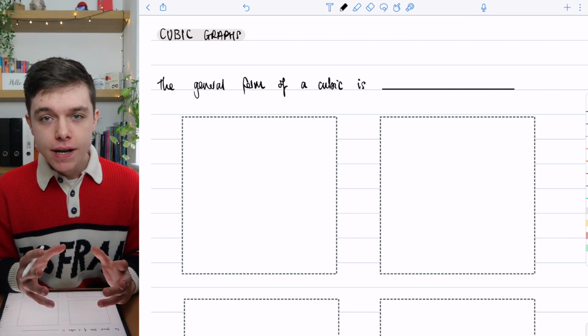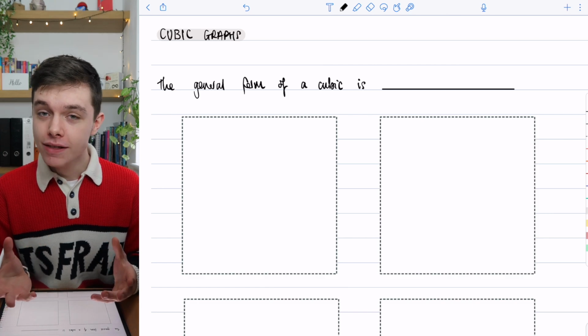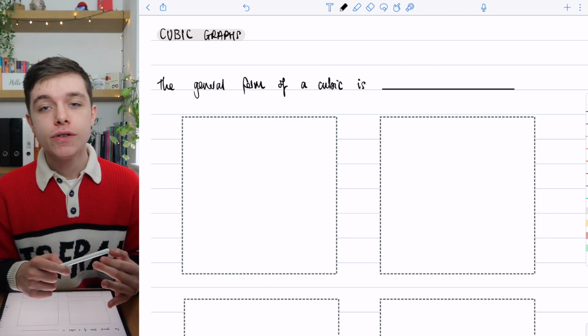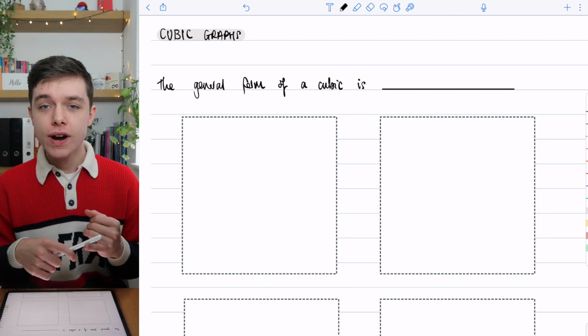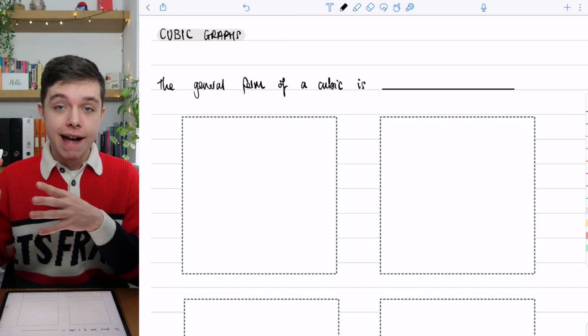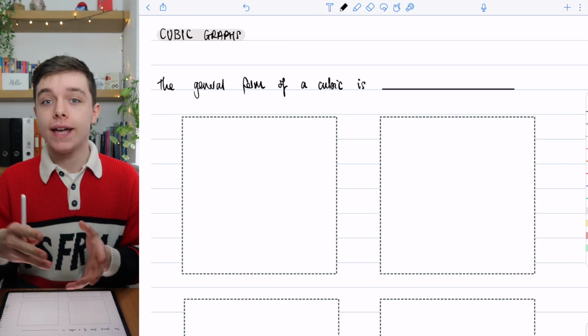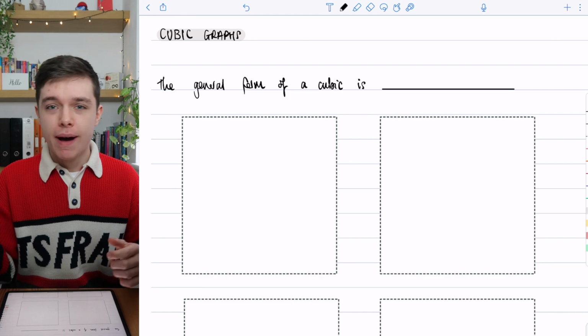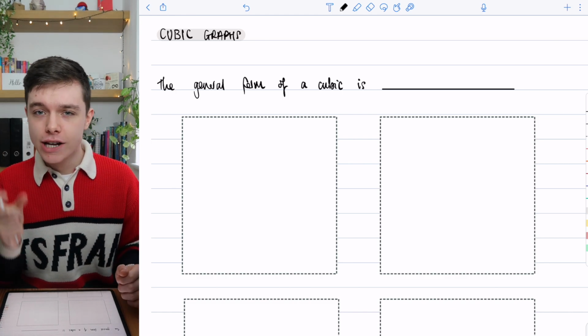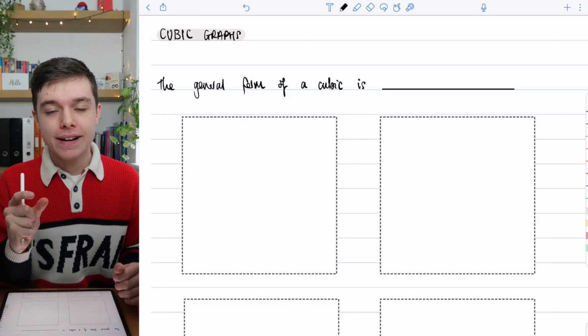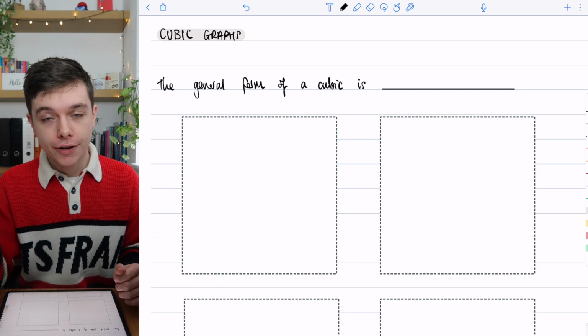Now for the majority of your time doing maths you've seen straight lines and quadratics. A straight line just has a variable of x, so we've got y equals something, like 2x plus 3 or 7x plus 9. It's just got one linear x in it, and that's because it's a power of 1.